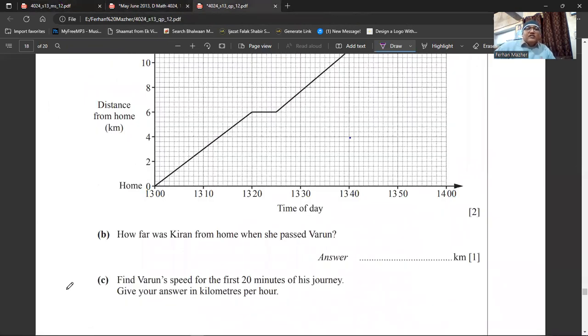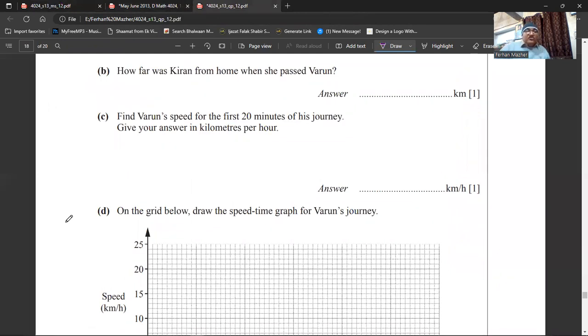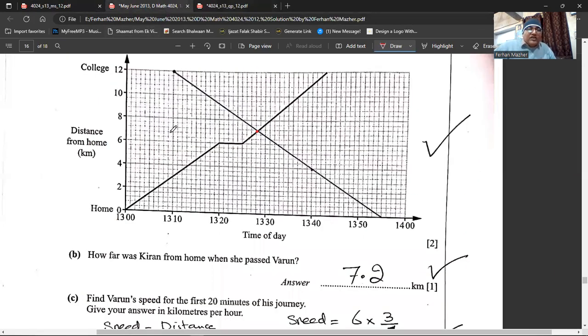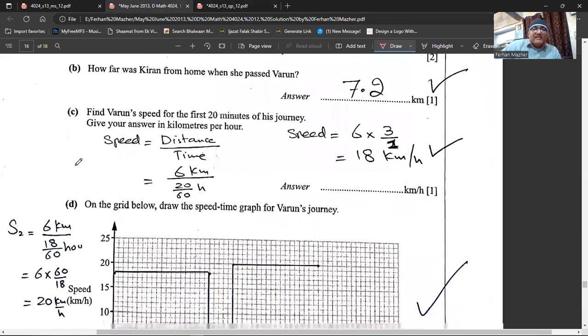And this is question number 22, and it's part C. Find Varun's speed for the first 20 minutes of his journey. Give your answer in kilometers per hour. So in the first 20 minutes, he has covered 6 kilometers. So the distance covered is 6 kilometers and the time is 20 minutes. So I will convert that time into hours. So 20 will be divided by 60. So divide the distance by the time. The distance is in kilometers, the time in hours, and you will get the speed.